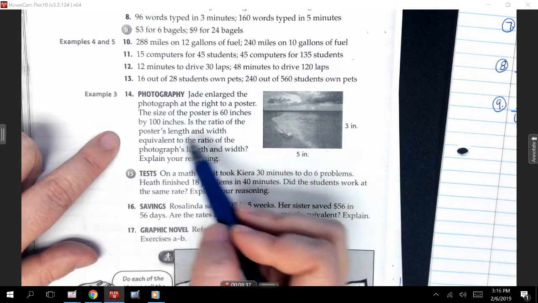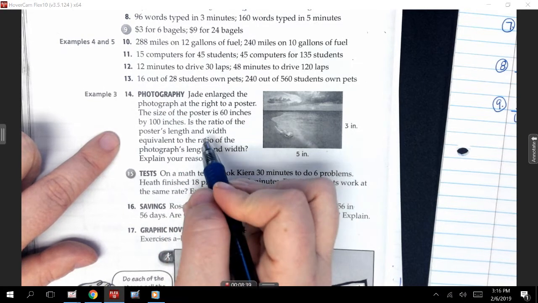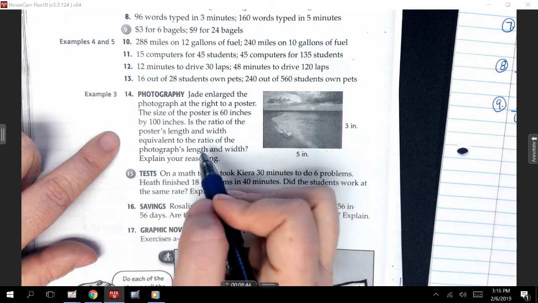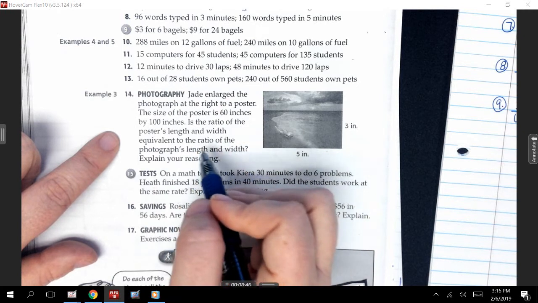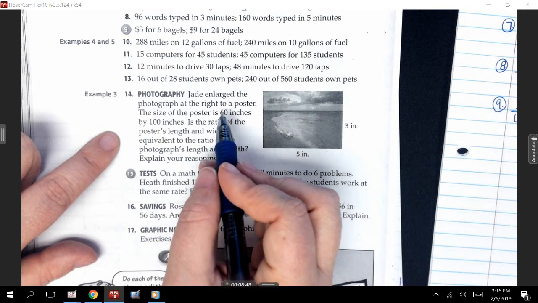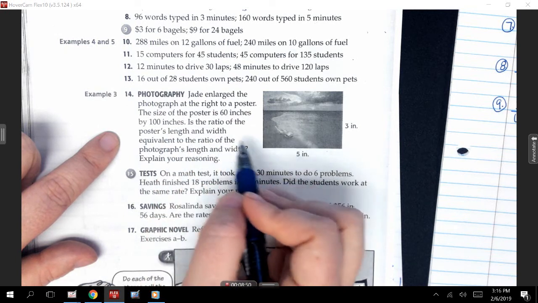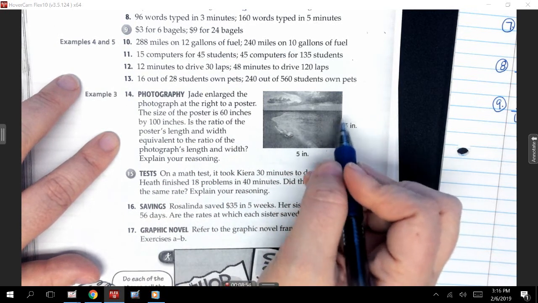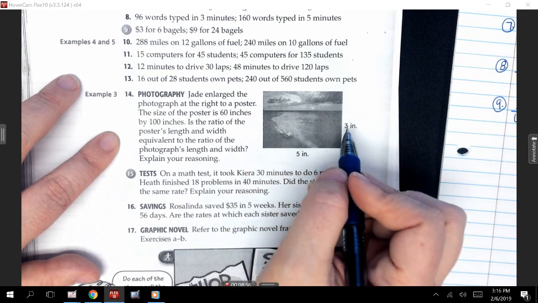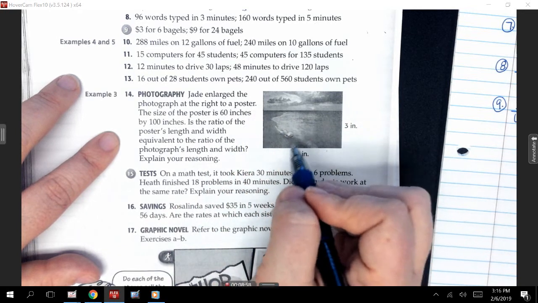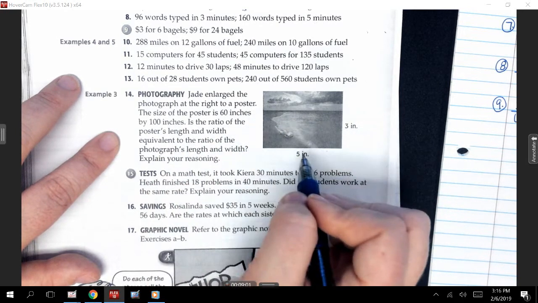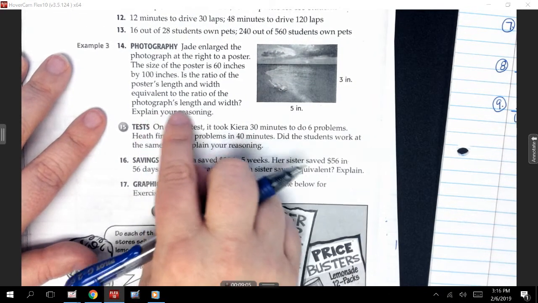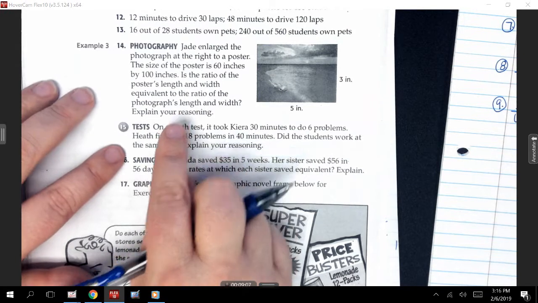Photography, here I've had some people ask me how to label it. It's asking you to compare your length and your width. So my 60 inches and 100 inches, pick which one is your length and which one you want to be your width. I would probably leave them matched up like that. So 60 is my length, 100 is my width. So then over here, 3 would have to be my length because it's the small one like 60, and 5 would have to be my width because it's the larger one like 100. So make sure those match up correctly. And then you're going to do the same thing. Is it equal? Is it not equal?